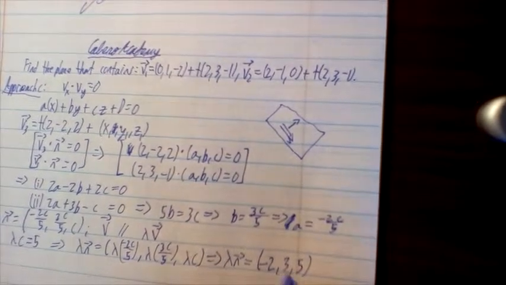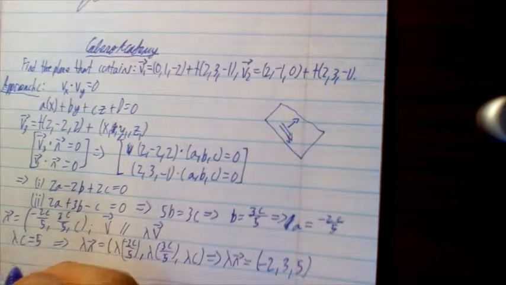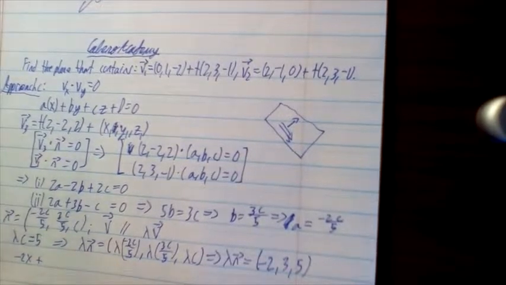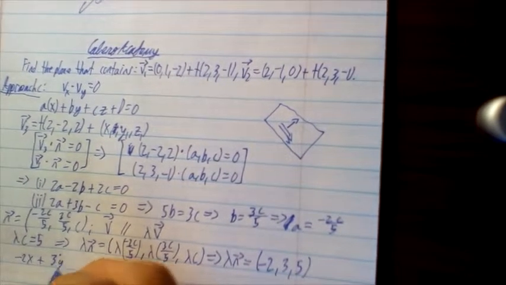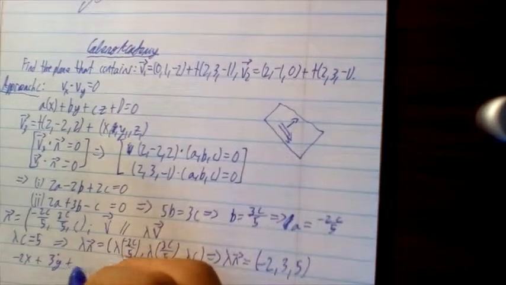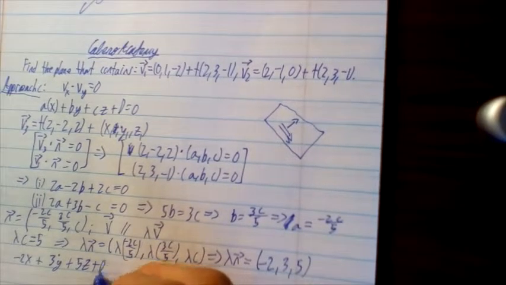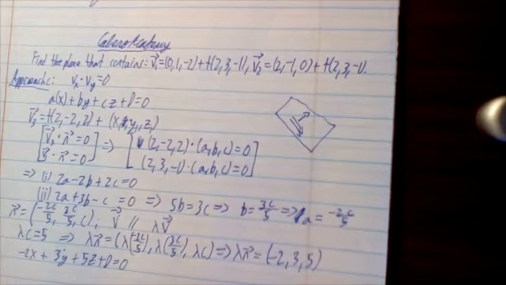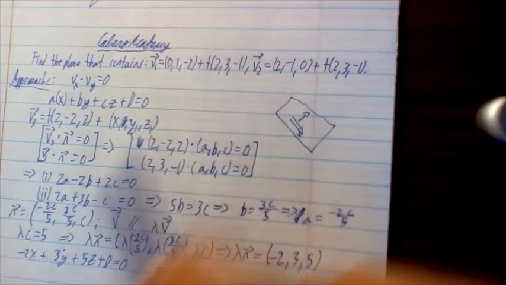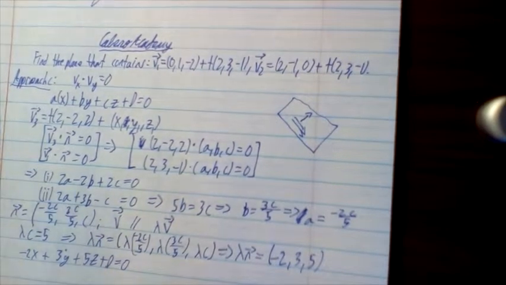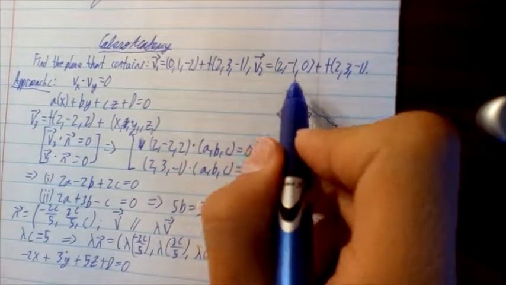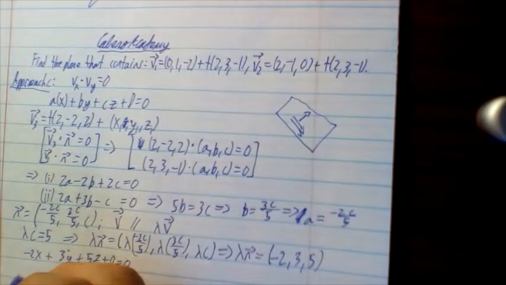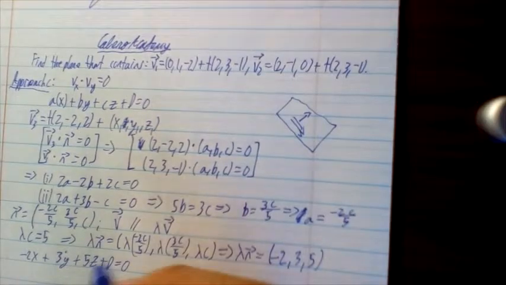So now all we have to do is plug in back here and then solve for D. So we have minus 2x plus 3y plus 5z plus d is equal to 0. Now, before we go and celebrate, we still have to solve for d. How we solve for d is that we just plug one of the points into our equation and then solve for d. Let's just select 0, 1, minus 2. So plug it into here and we'll find what d is.